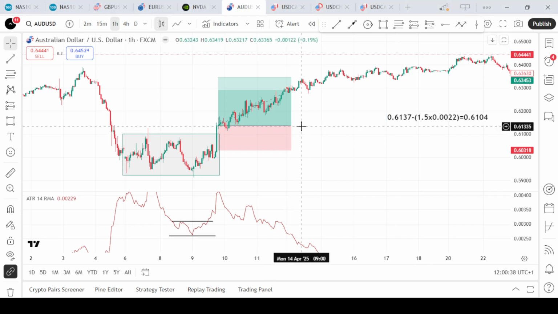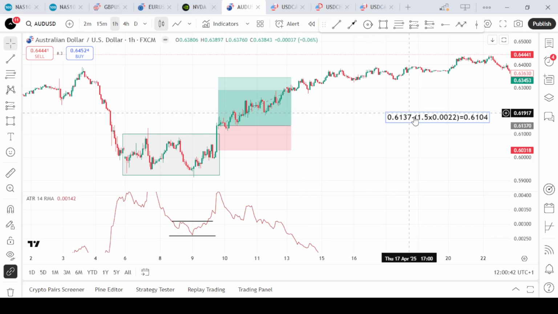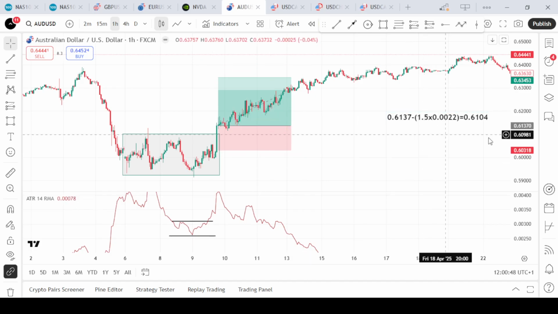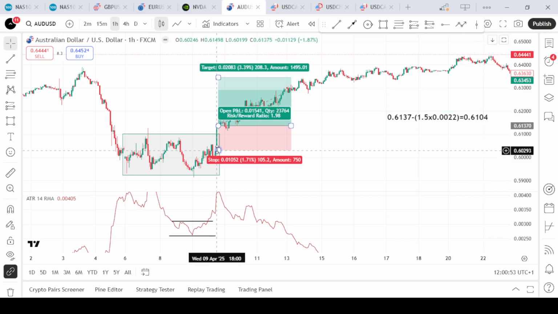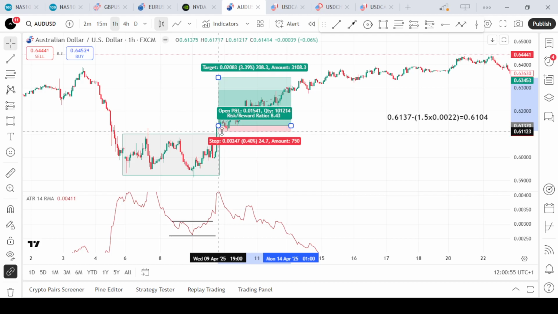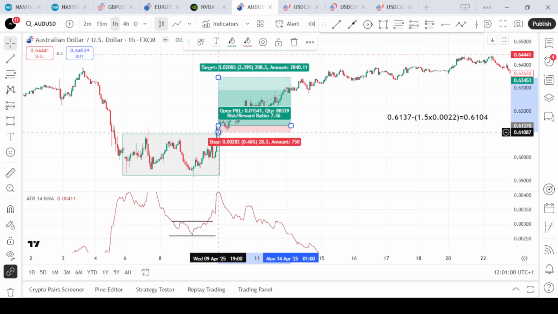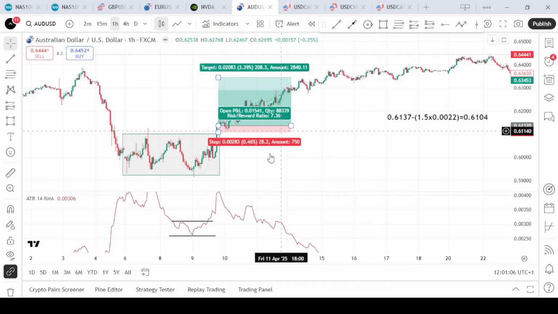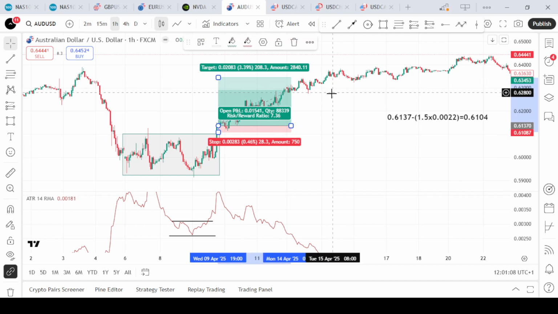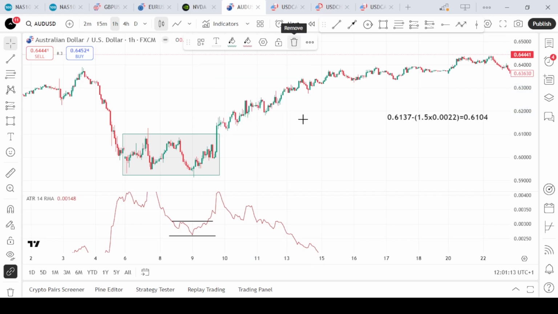Your entry will be subtracted from 1.5 times your ATR value at your entry point, and this is what it gave us, 0.6104, and this is where you will place your stop loss in a buying trade, 0.16104. That is where you would place your stop loss. And this is how to calculate stop loss using your ATR indicator.